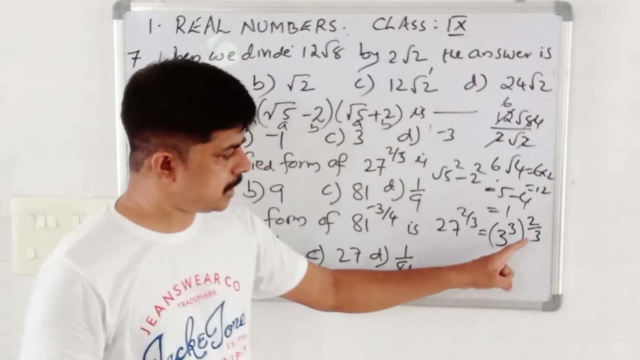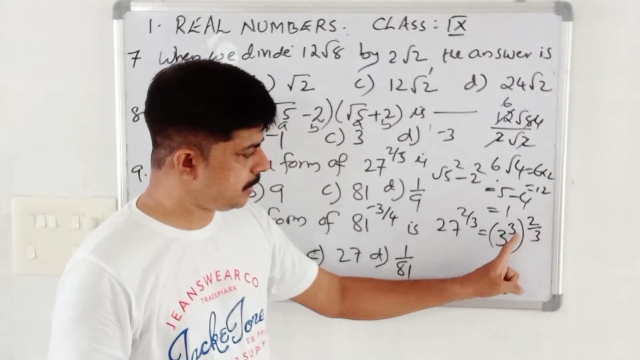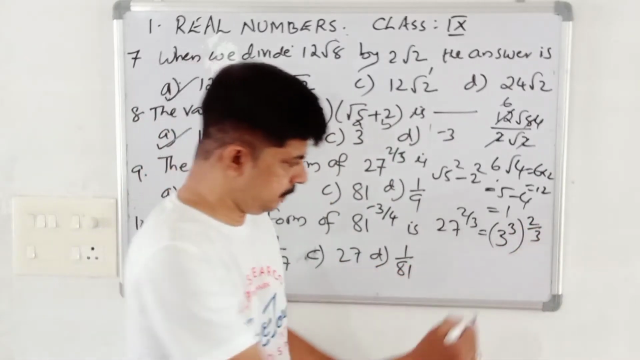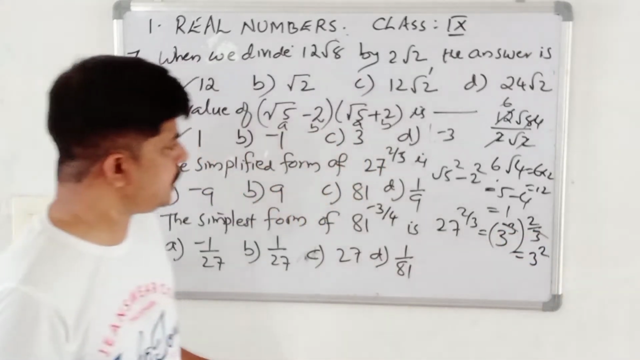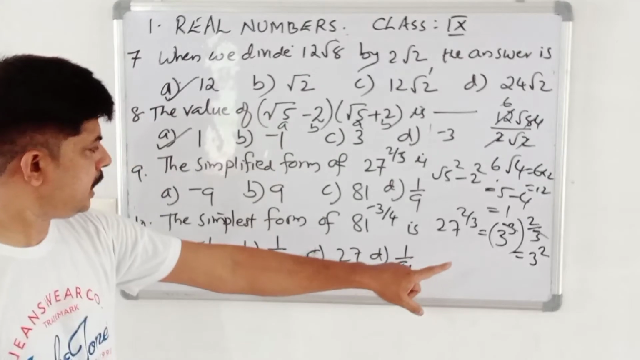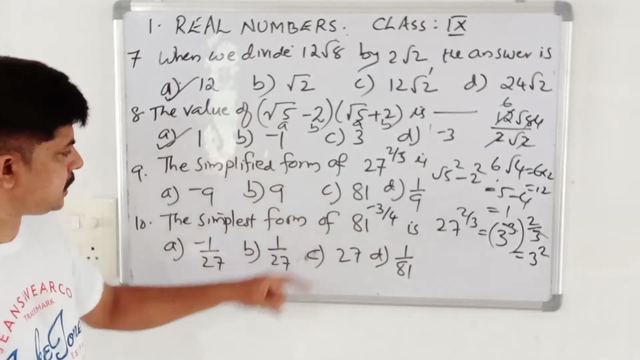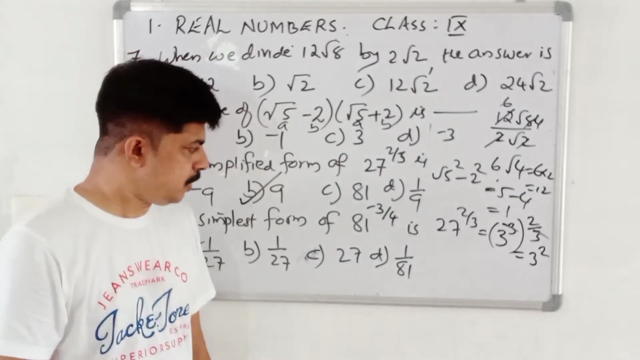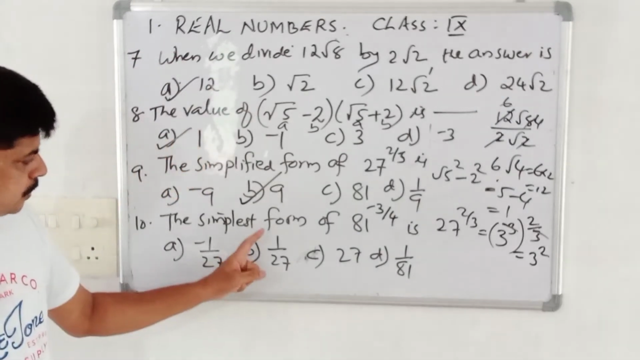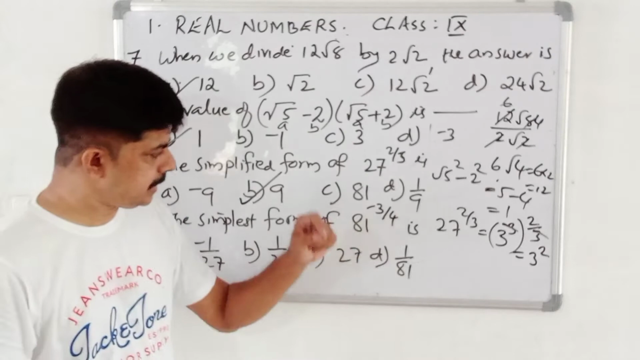Now applying the exponential law, a raised to m whole raised to n, we can multiply 3 into 2 by 3. That is, the 3 will be cancelled. 3 square is the answer. What is 3 square? 9. Therefore the correct answer is option B, 9. Okay, moving to the next question. The simplest form of 81 raised to negative 3 by 4.